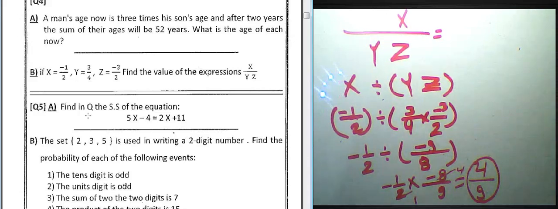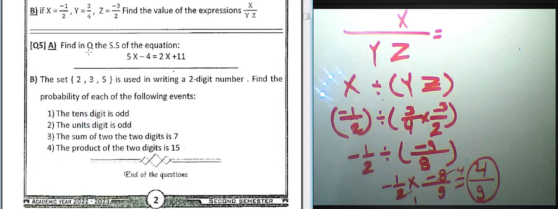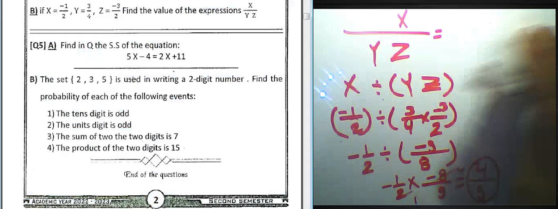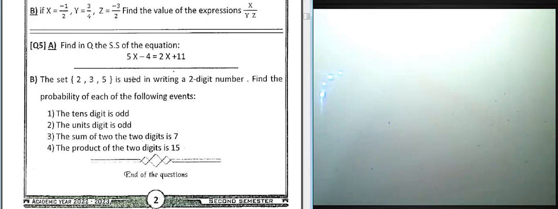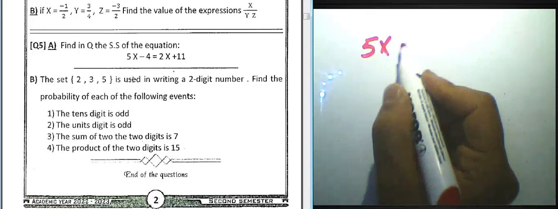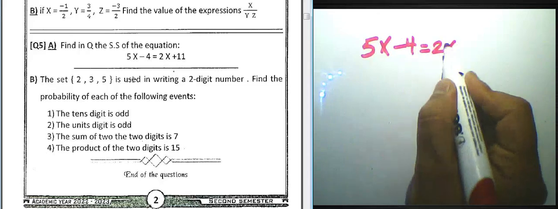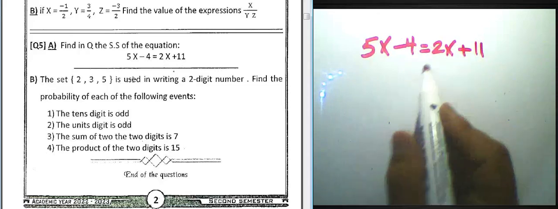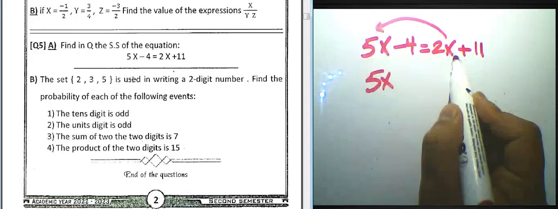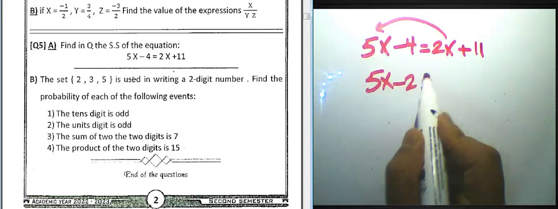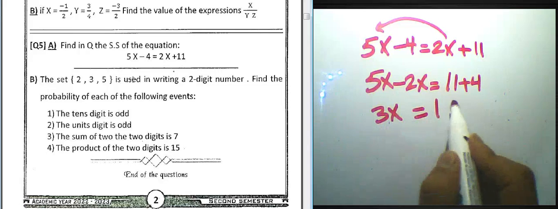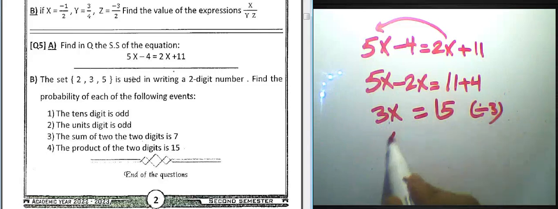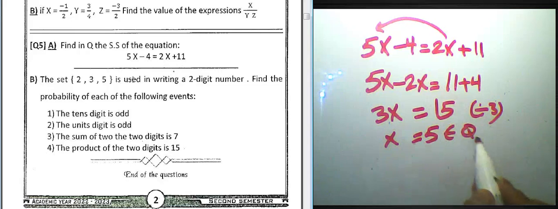Okay, question number 5 here. Find in Q the rational number solution set of this equation: 5x minus 4 equals 2x plus 11. We know 5x here, we can move 2x from the right hand side to the left hand side and change the sign, and write 4 plus 11. The result will be 3x equals 15, and we can divide it by 3, then x equals 5, putting the rational number in the solution set.